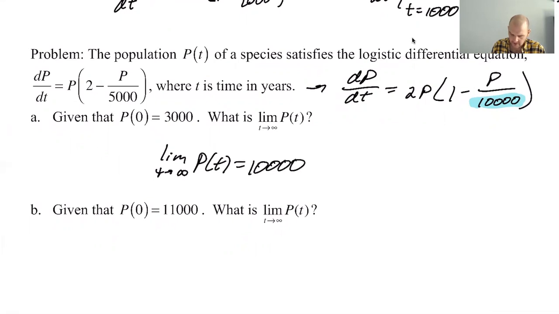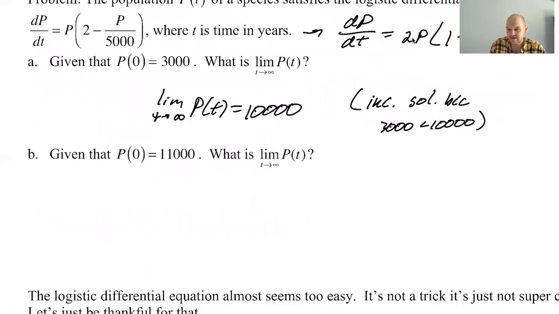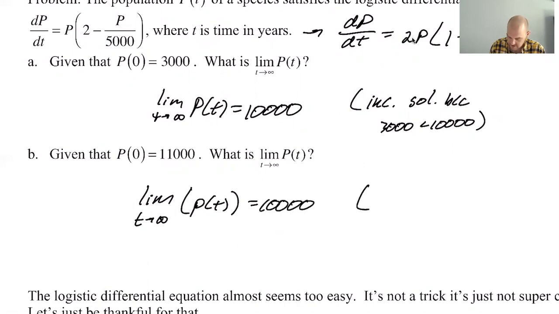Whether you start above or below. So this is an increasing solution because you start out below the limit, right? Because 3,000 is less than 10,000. So it's an increasing solution, but it increases to 10,000. The limit as t approaches infinity of P(t) is going to be 10,000. For the other one, it's a decreasing solution.